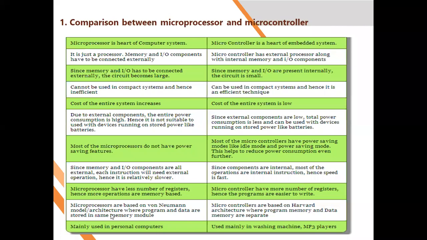Now last, microprocessors are based on the von Neumann model and microcontroller is based on the Harvard architecture, where program and data memory are separate, as we have already seen in the notes also. In the microcontroller, program and data memory are separate, so at a time you can access program memory and data memory. That is not the case with the microprocessor. It is having the same location for program memory and data memory. Okay, so that's why microcontroller is fast and mainly used in a specific application.